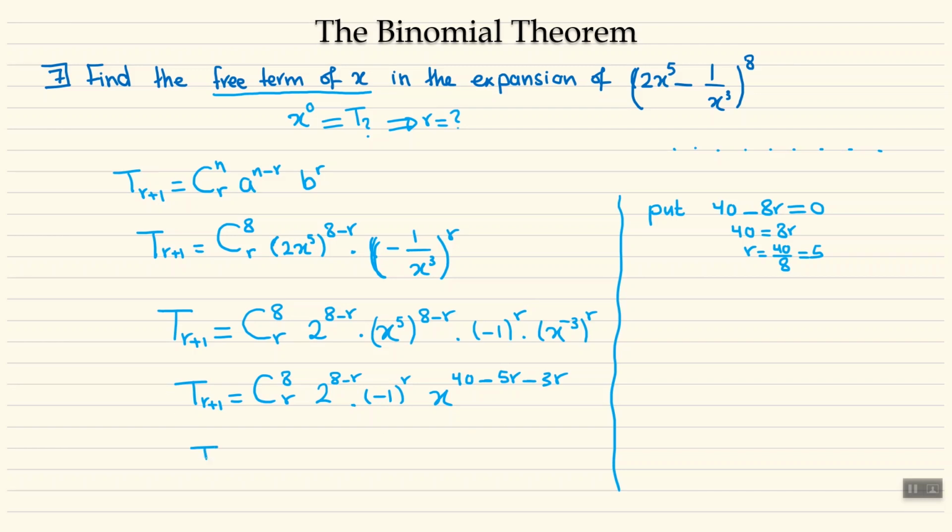We will say T(5+1) equals combination 8, 5 times 2 to the power of 8 minus 5, times minus 1 to the power of 5, times x to the power of 40 minus 5 times 5, which is 25, minus 3 times 5, which is 15. Is this good so far? I hope it is. Let's continue here.